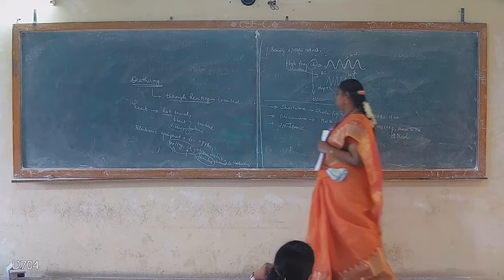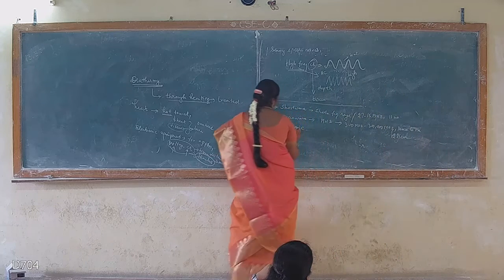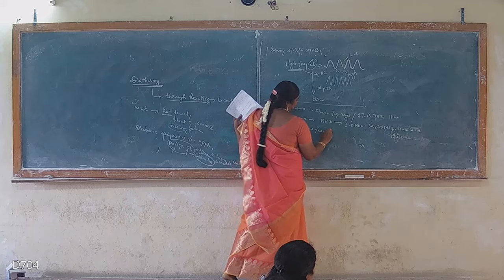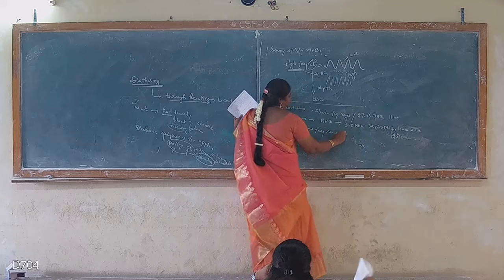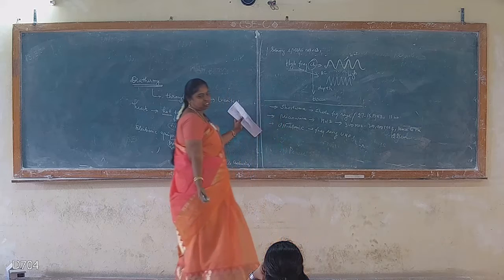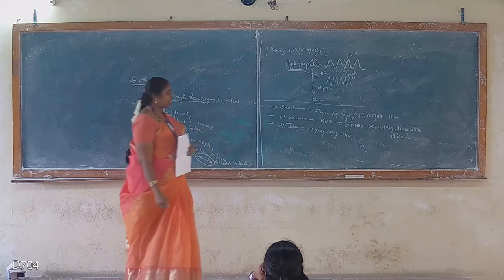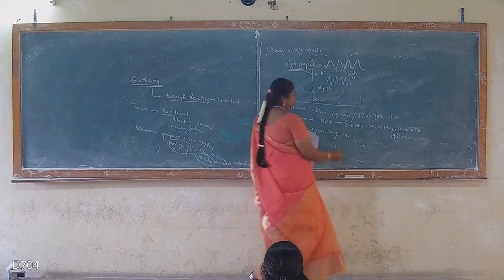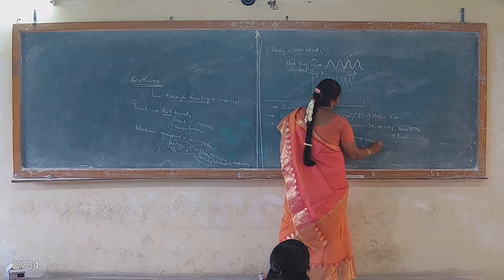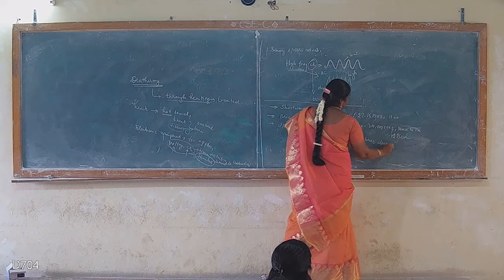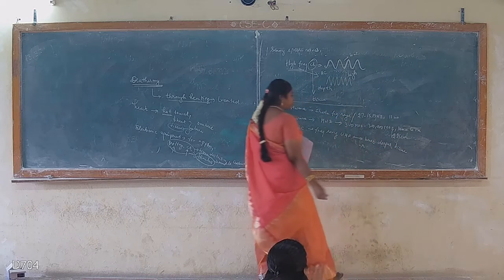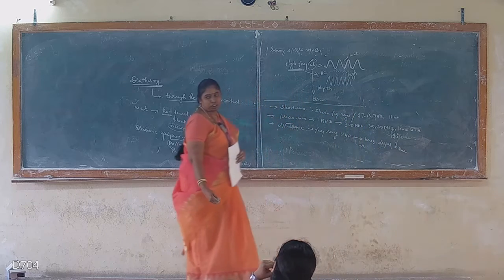Then the next is the ultrasonic. Here the frequency range is in the UHF frequency range, that is ultra high frequency range. Mostly this is for the treatment of the bones and deeper tissues. That is where the ultrasonic type of diathermy wave can be used.